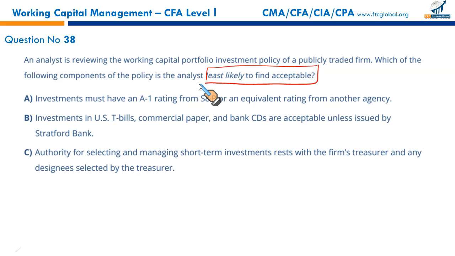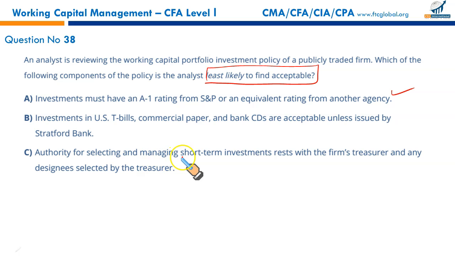So we should only have the categories of securities in which we can invest or not invest. There is no specification of such issuer securities will not be invested in. We categorize securities rather than specific issuer security. That's an important point to be remembered. Investment must have an A1 rating from S&P or an equivalent rating from another agency. True, this could be included.